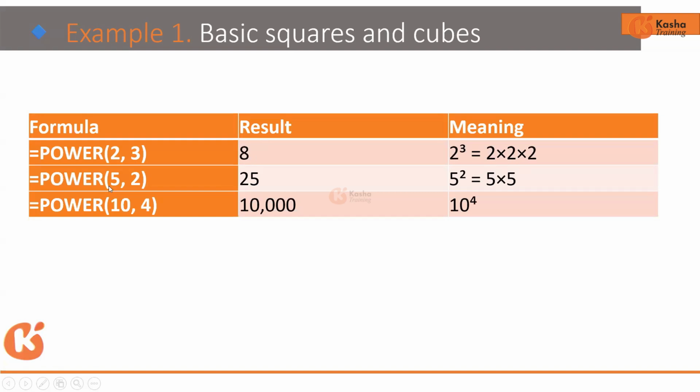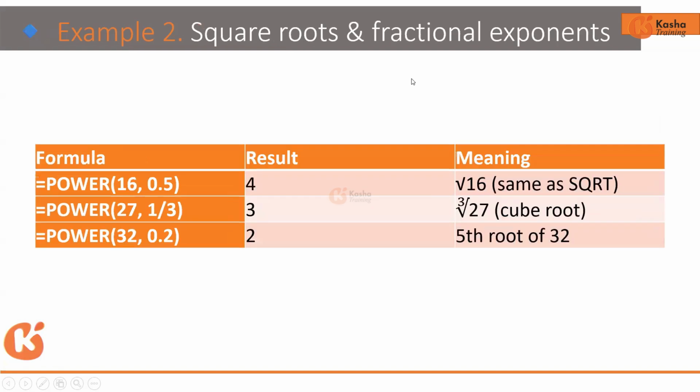Now here we use power with 5 raised to the exponent of 2, so 5 into 5, the result is 25. Then there is power 10 to 4, so you want 10 multiplied four times, and that becomes 10,000. So this is the example of basic squares and cubes. Let's see some more examples.